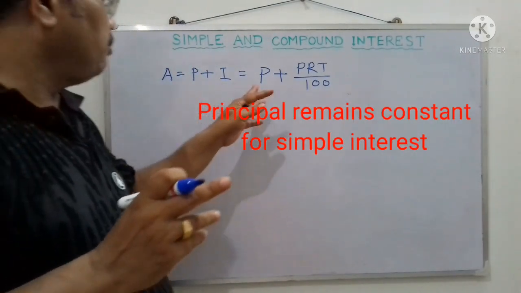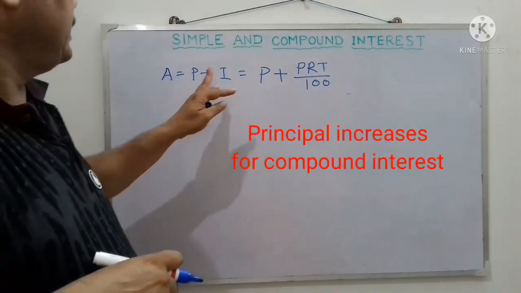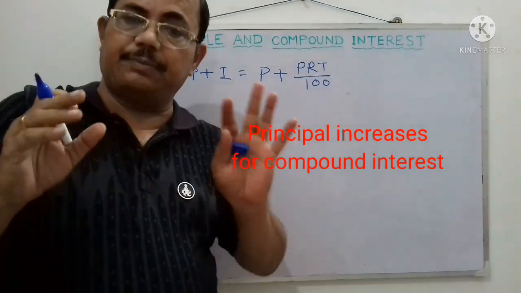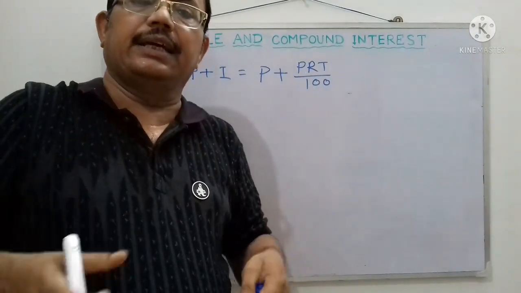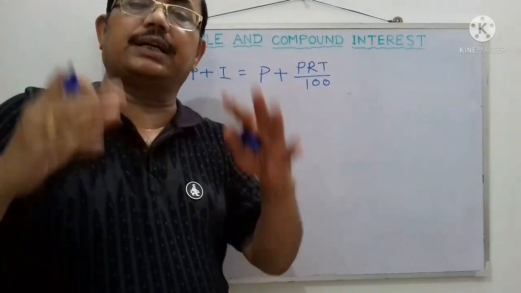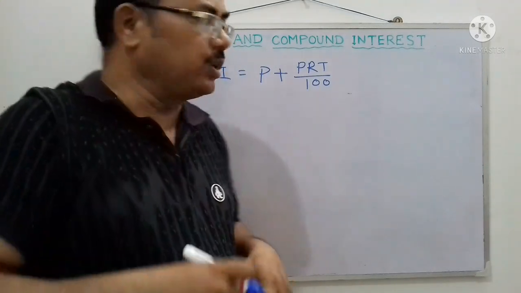But if somebody does not want to withdraw the interest, then interest will be added to the principal, and in that case principal will be increased for the next year. And similarly, if somebody does the same thing, then principal will gradually increase year by year. That is the compound interest.